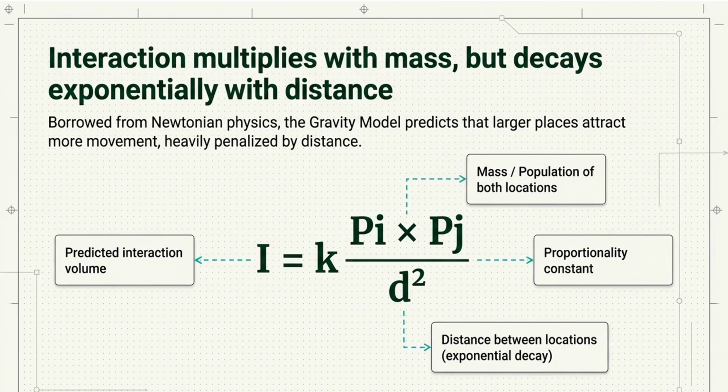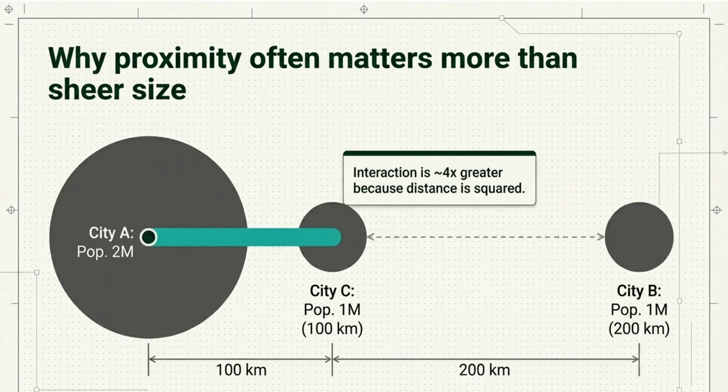So interaction multiplies with mass but decays exponentially with distance. It is proportional to the mass or population of both locations. Now let me just explain this for us. When the distance increases, interaction reduces. That's just the basics of what we are talking about here. Interaction decreases.